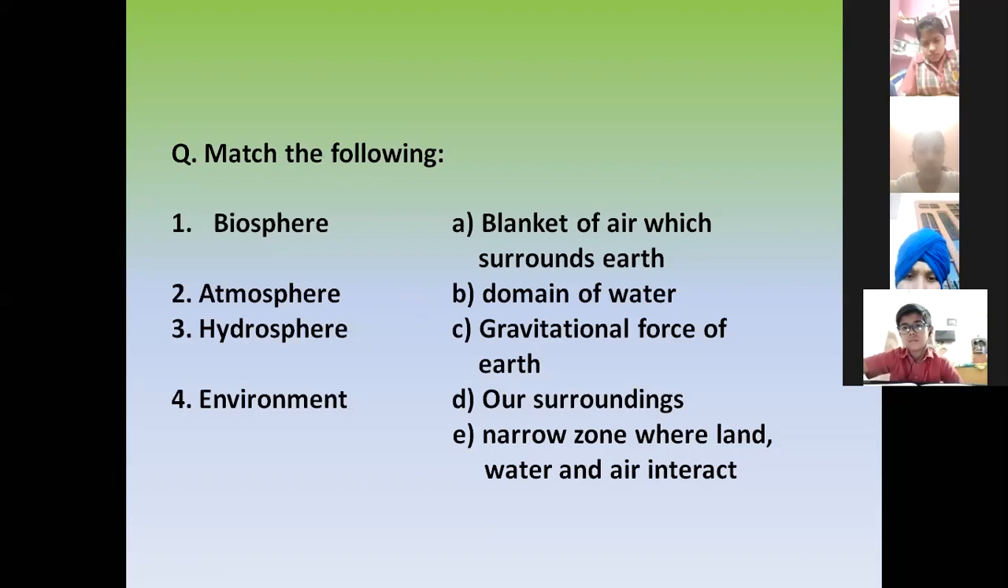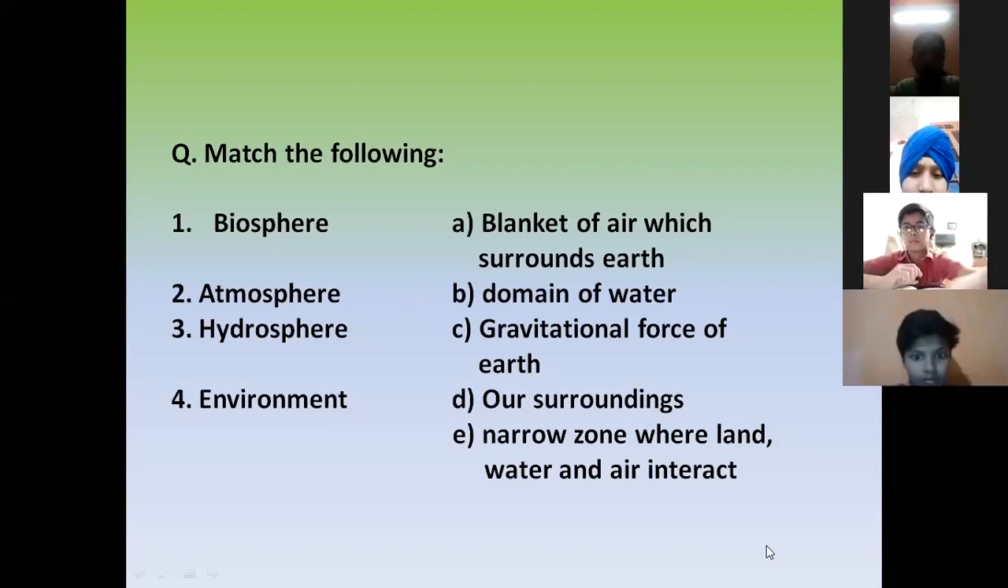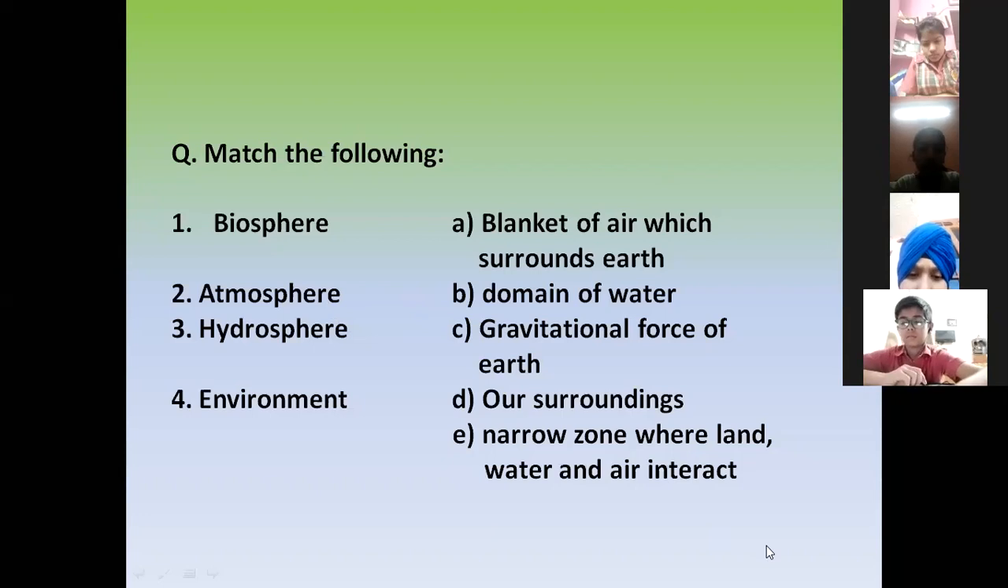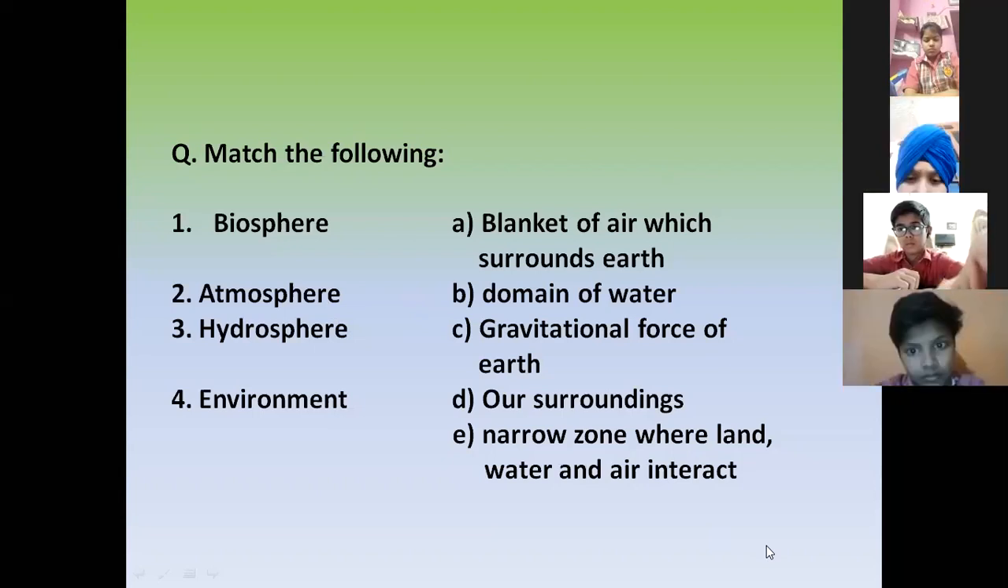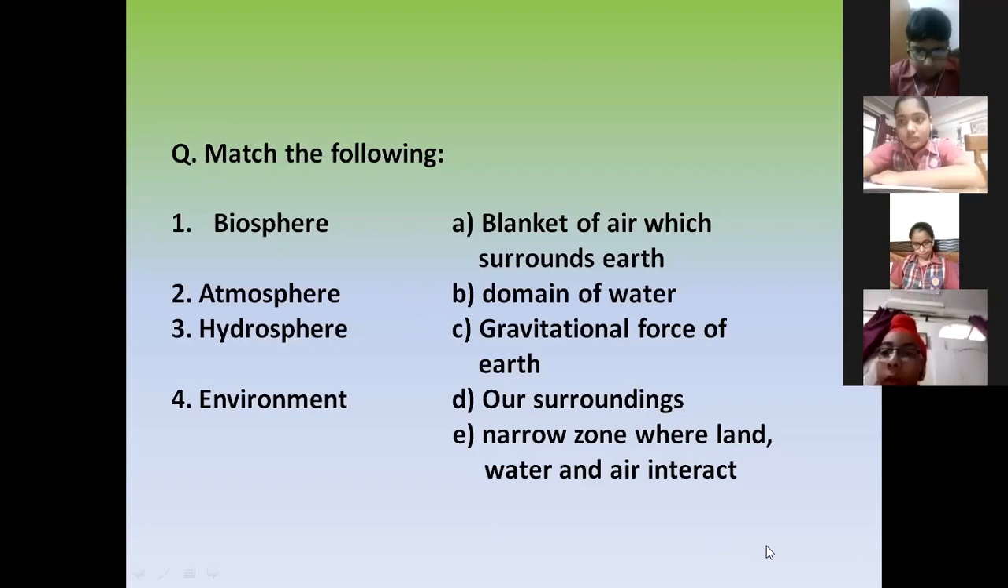Kanika. Saurabh, you tell. Domains of water. Saurabh, tell the atmosphere one. Ma'am, domains of water. No, atmosphere. Ma'am, our surroundings. Surrounding. Our surrounding. Kanika. Ma'am, Kanika, you tell. Gravitational source of Earth. Ma'am, blanket of air which surrounds Earth.